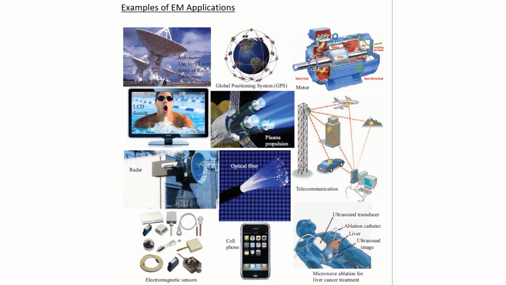Let us see some examples of electromagnetics. Electromagnetics is used everywhere. It's astronomy, global positioning system, GPS, motors use electromagnetics, and especially magnetism, LCD screens, plasma propulsion, radars. In fact, in our lab we have developed a radar to measure vital sign signals like the heartbeat and the respiration rate of patients remotely without the use of any wearable sensor or electronic device.